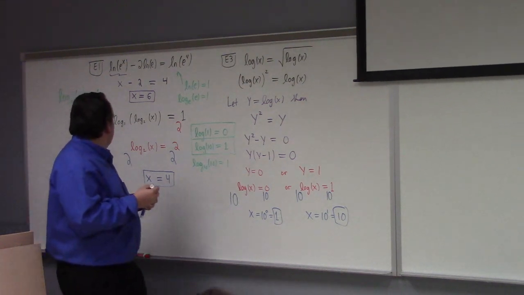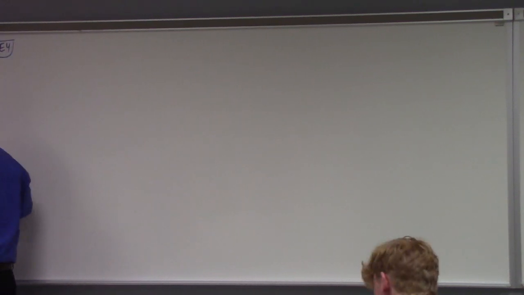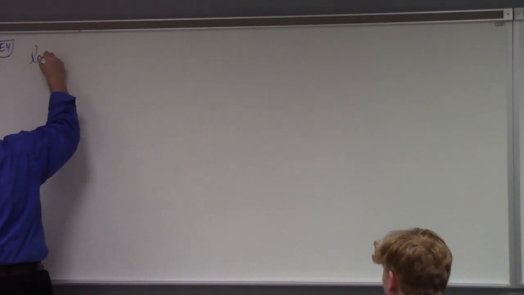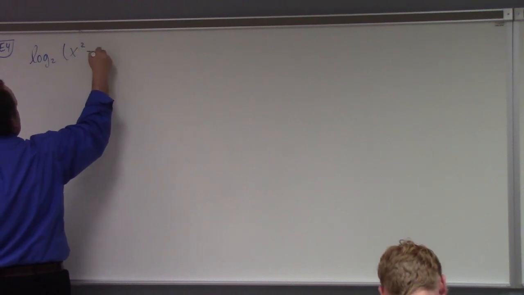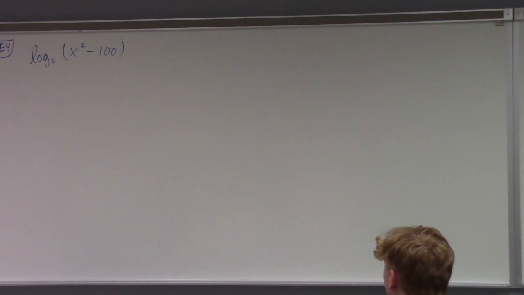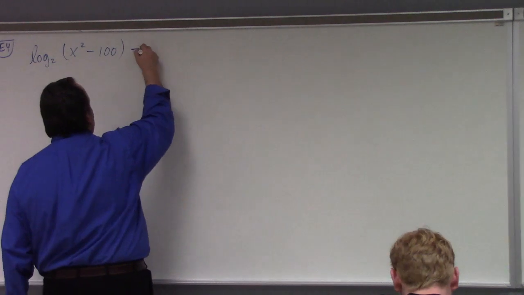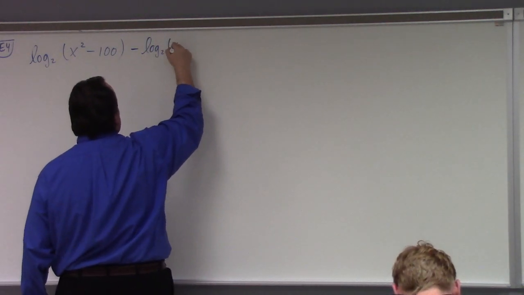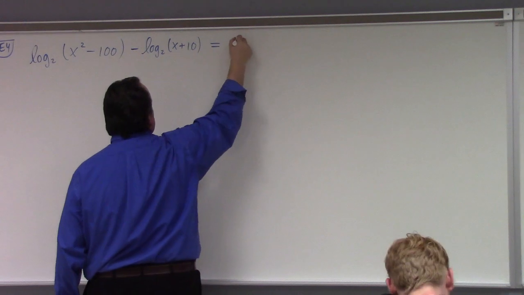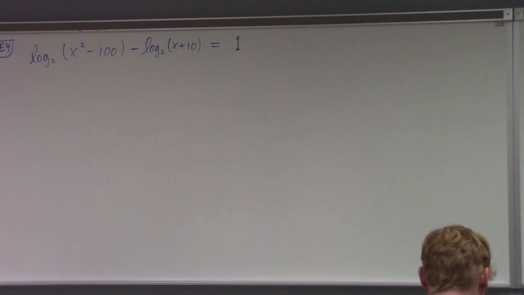So example 4. I've got log base 2 of x squared minus 100, I think it is, minus log base 2 of x plus 10 is equal to 1. We're supposed to solve this thing. Can we do it? What do you guys think?